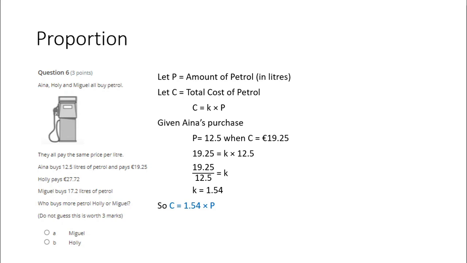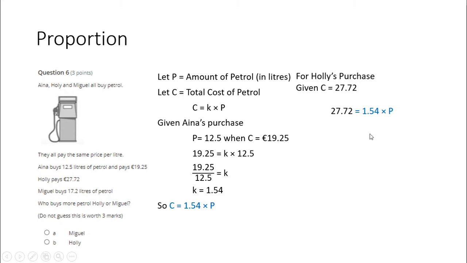Let's use that on Holly's purchase. Given that Holly has paid 27 euros and 72 cents, let's substitute that into the formula to work out how many liters of petrol she bought. So 27.72 is equal to 1.54 multiplied by P, using a formula that we just worked out. And P on its own, we're going to need to get rid of the 1.54.